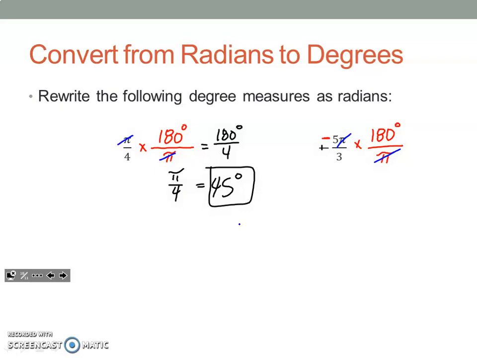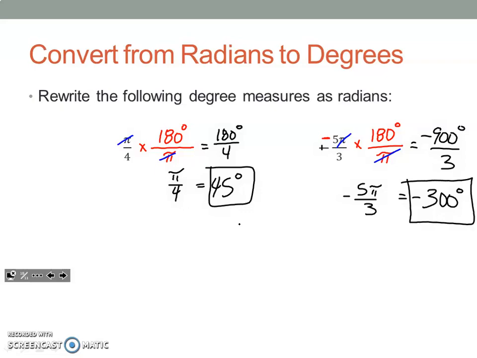I've got negative 5 times 180, which gives me negative 900 degrees over 3. So I'm going to take negative 900 divided by 3, and when I do that, I get negative 300 degrees. So we found that negative 5 pi over 3 is the same thing as negative 300 degrees. Okay, so that's it for lesson 9.2.